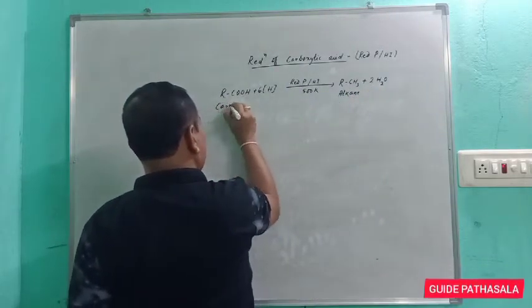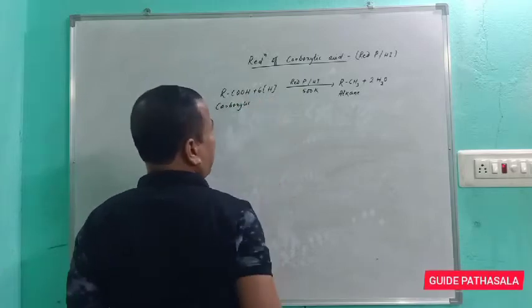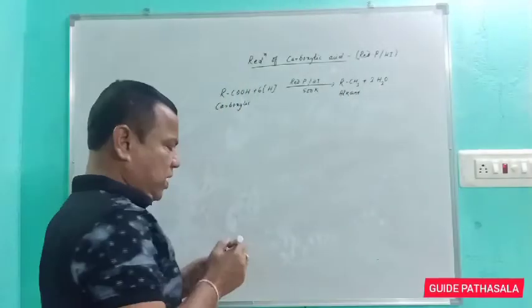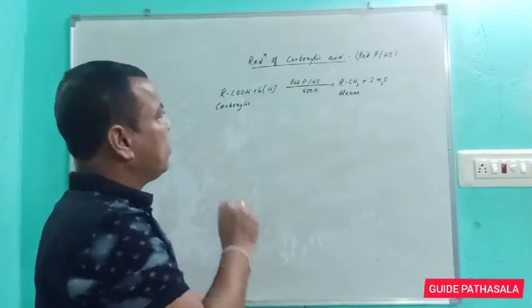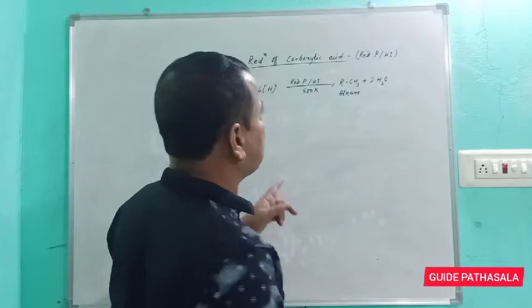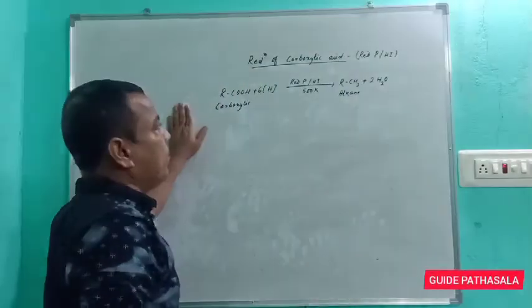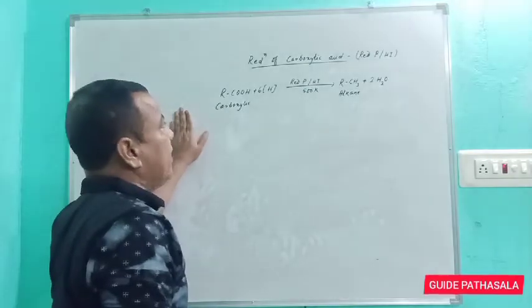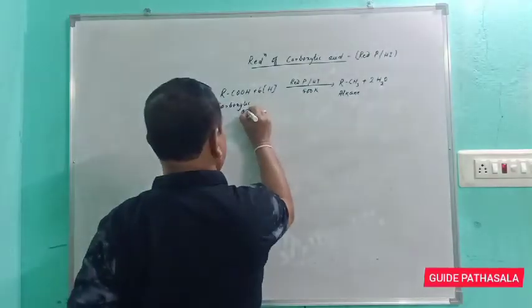So when a carboxylic acid is reduced in presence of a strong reducing agent like lithium aluminum hydride, then an alcohol is formed. If the reducing agent is red phosphorus and HI, which is carried out at a temperature of 500 Kelvin, then a carboxylic acid is converted into an alkane.